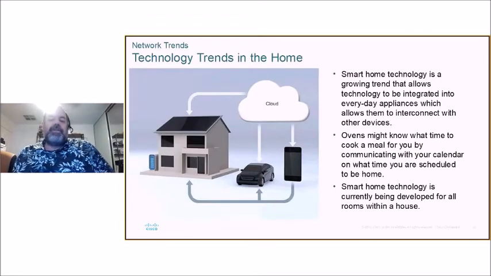Okay, so what technology trends are there in the home? So smart home technology is a growing trend that allows technology to be integrated into everyday appliances, which allows them to be interconnected with other devices. Ovens might know what time to cook a meal for you by communicating with your calendar on what time you're scheduled to be home. Smart home technology is currently being developed for all rooms within a house.